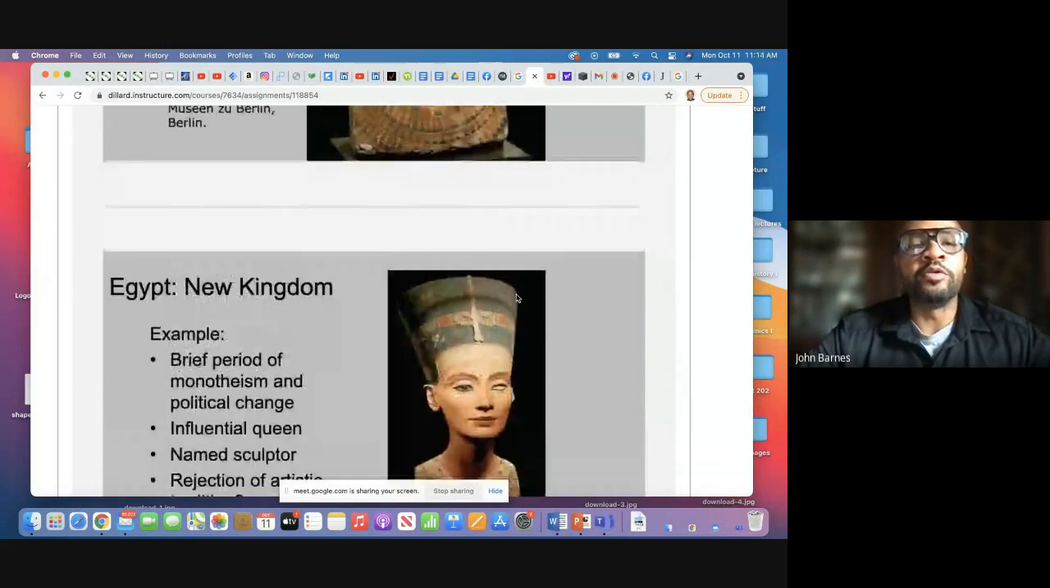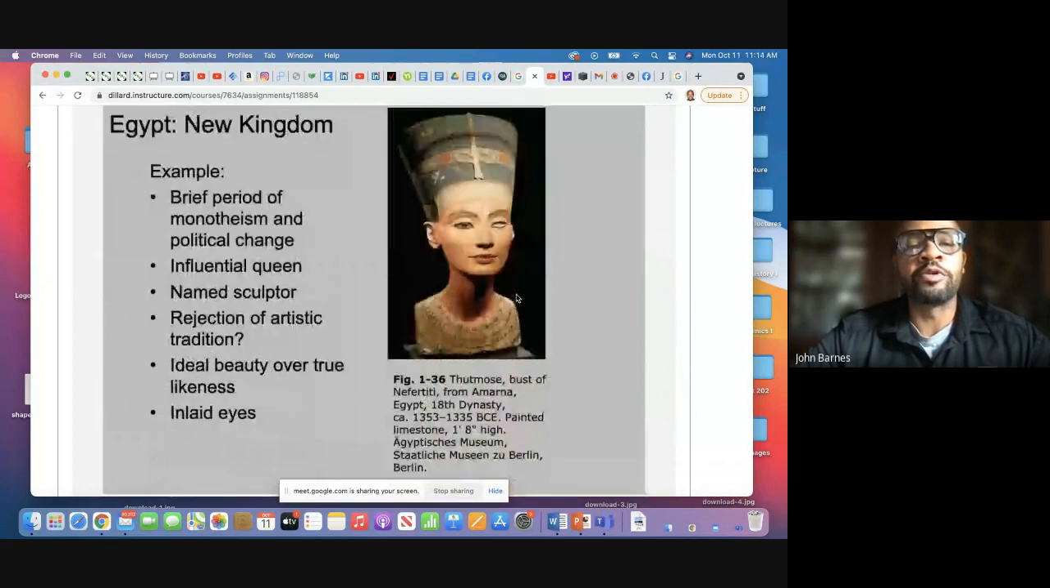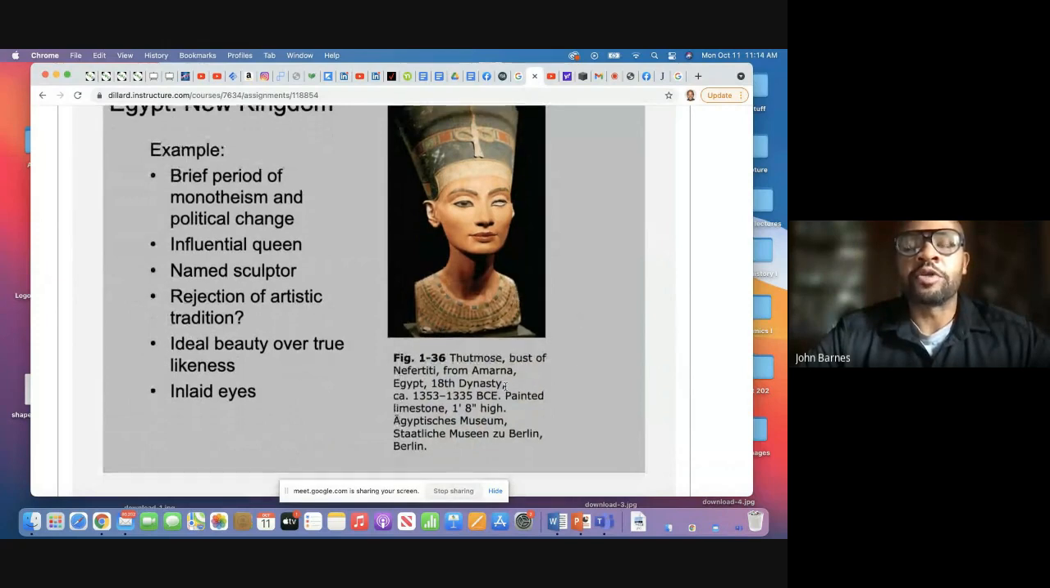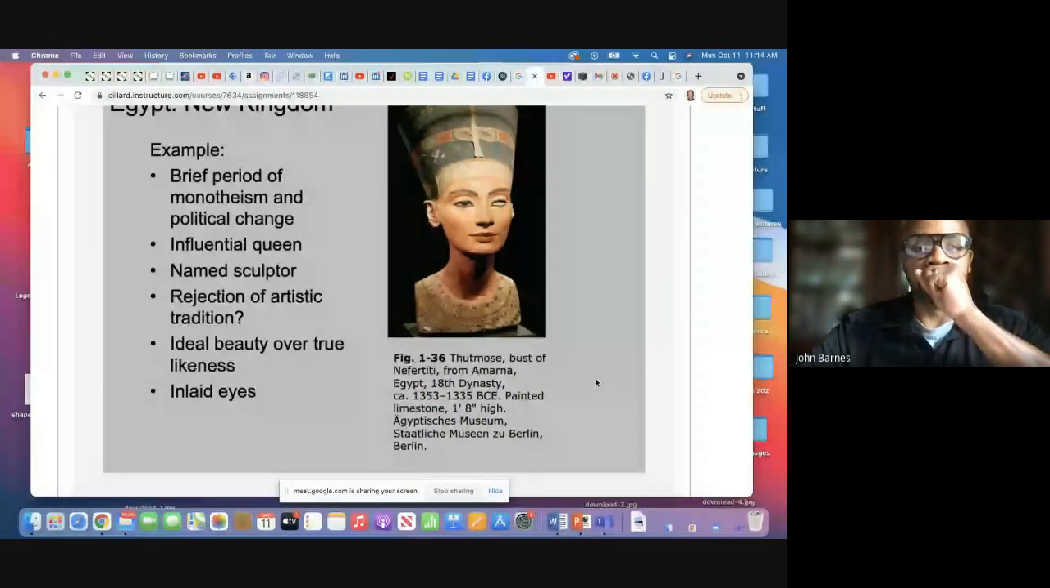Okay, so in the New Kingdom, we had a brief period of monotheism and political change. And after Akhenaten was exiled, his wife became the queen, the influential leader. And this particular sculpture is from Amarna, which was the kingdom that Akhenaten built. And it showed a rejection of artistic tradition, and it valued ideal beauty over true likeness, and it had inlaid eyes.